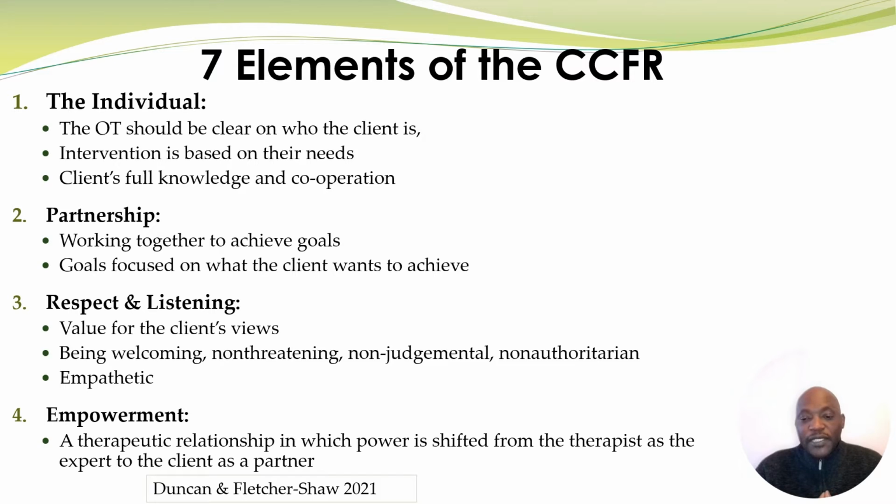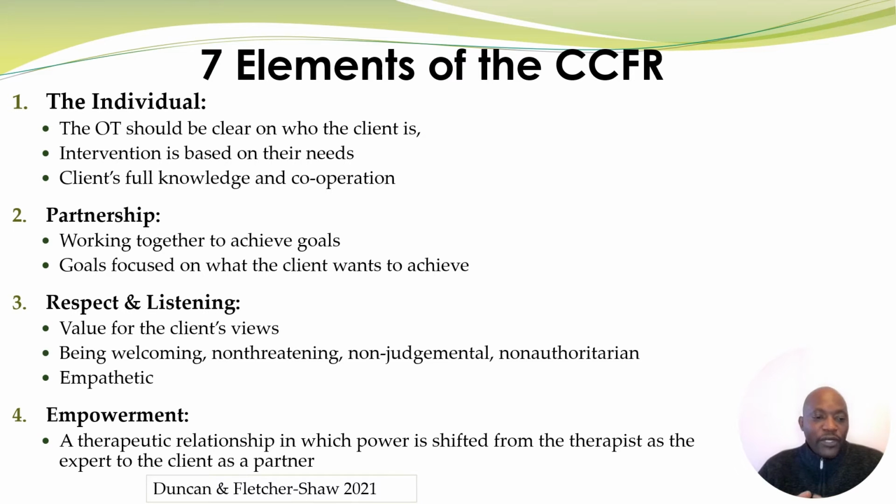It's also important for the therapist to demonstrate empathy. So the therapist, when using the client-centered frame of reference, will mainly be using the empathizing mode if we look at those therapeutic modes. So the empathizing mode goes very well with the client-centered frame of reference.